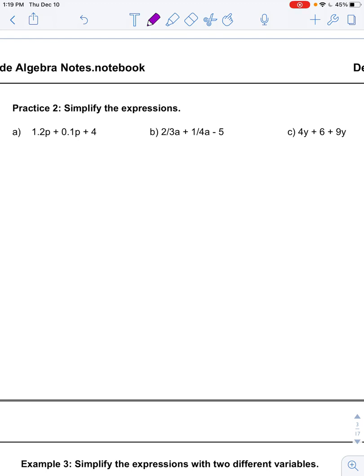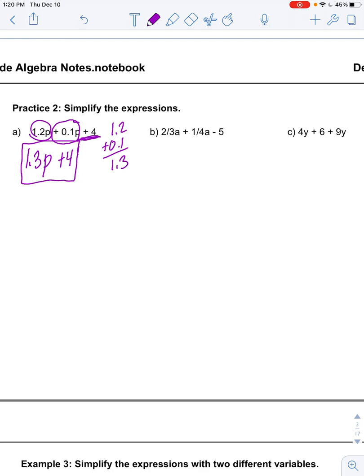All right, let's take a look. So we need to find our like terms. So we got 1.2p. Are there any other things that have a p with them? Sure do. 0.1p. So we could go ahead and add those. 1.2 plus 0.1 is 1.3p. Then we need to look at our plus 4. Is there any other number with just a number? And there is not, so all we need to do is bring it down. So your final answer is 1.3p plus 4. Do not add them together because 4 does not have a p.